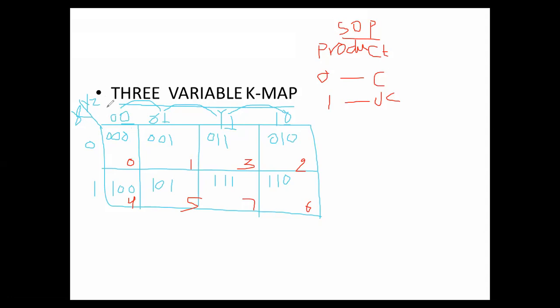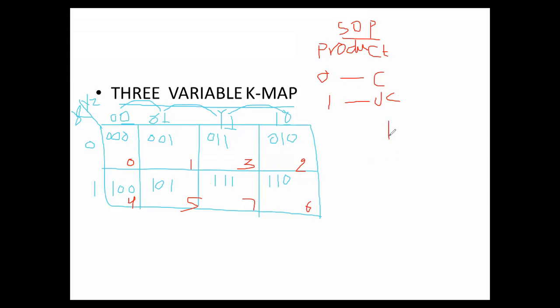Based on the variables we are taking, we are getting the products here. Here we are taking variables X, Y, Z. That's why this belongs to X bar, Y bar, Z bar. Then X bar, Y bar, Z; X bar, Y, Z; X bar, Y, Z bar; X, Y bar, Z bar; X, Y bar, Z; X, Y, Z; X, Y, Z bar.